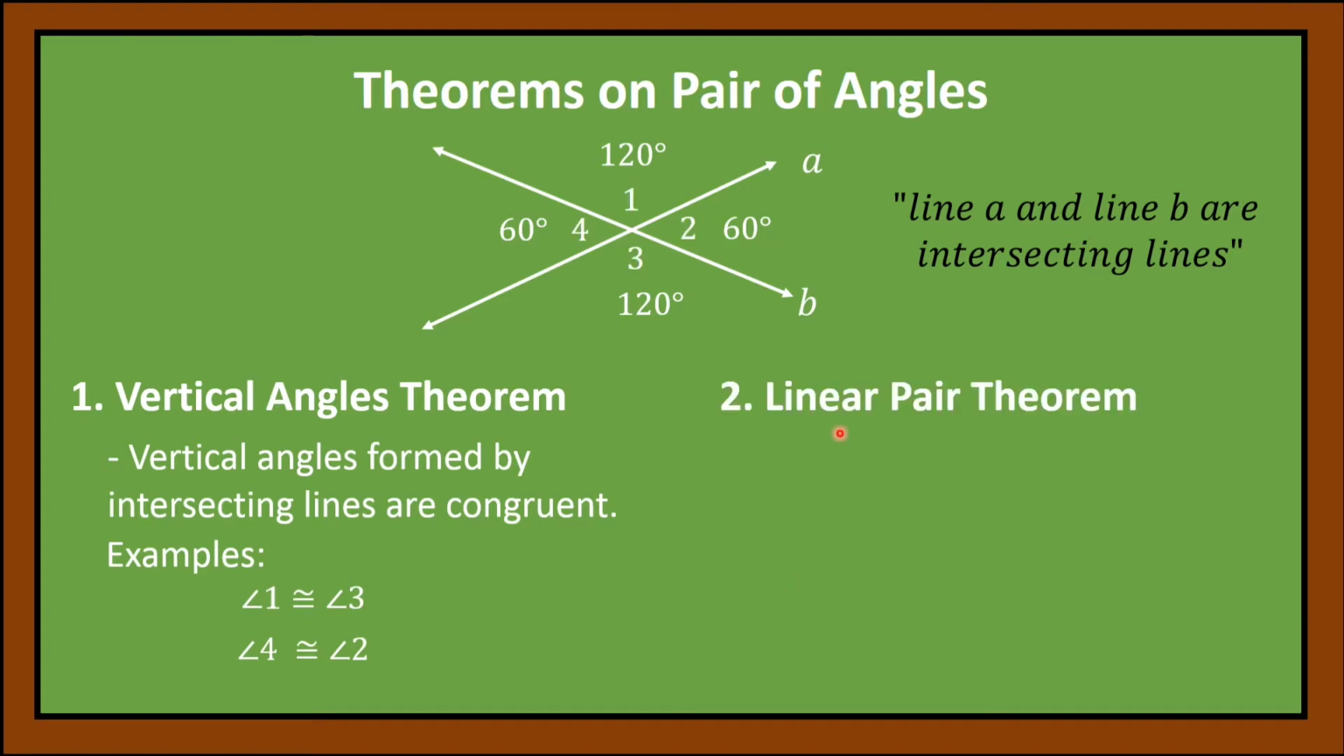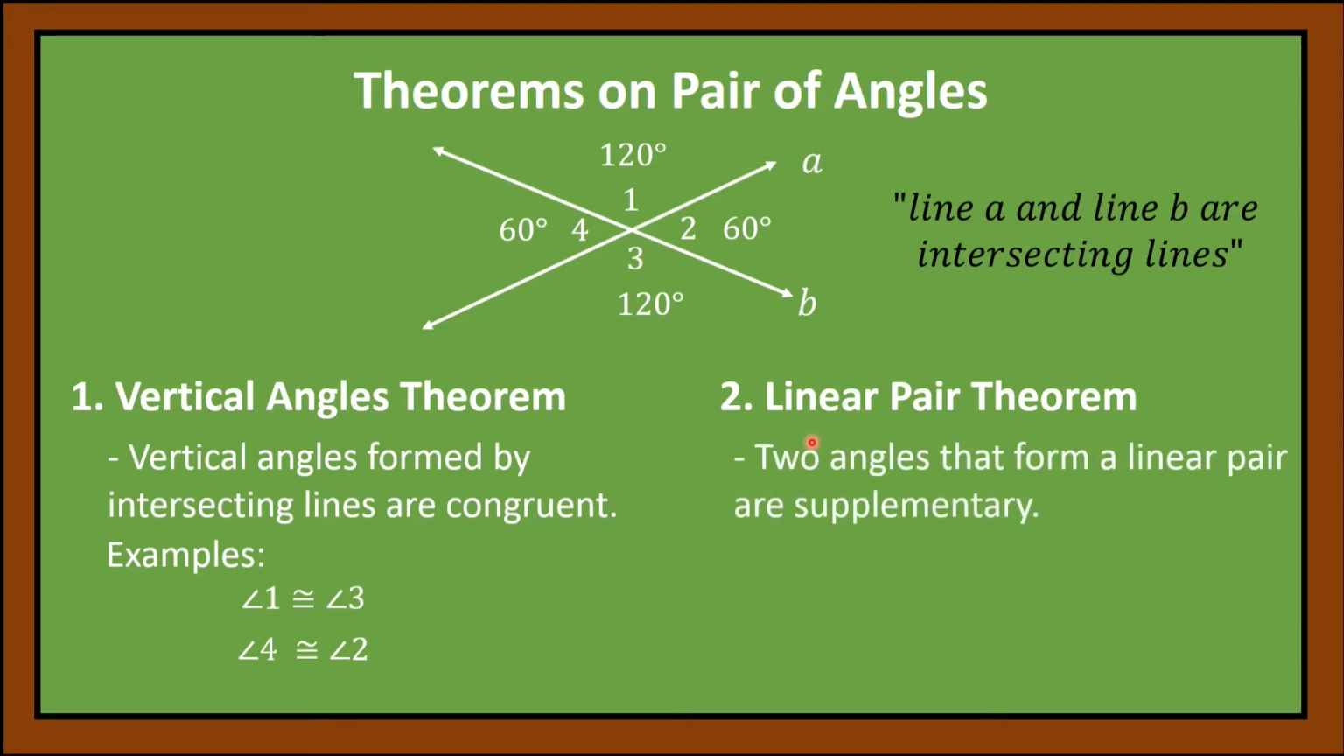So, another theorem on pair of angles is the linear pair theorem. According to this theorem, two angles that form a linear pair are supplementary. So, halimbawa, angle 1 and angle 2. So, ang angle 1 and angle 2 are linear pair.